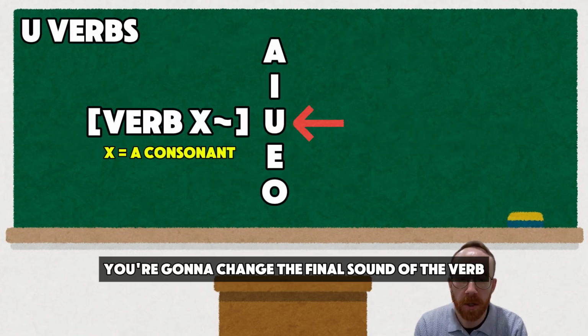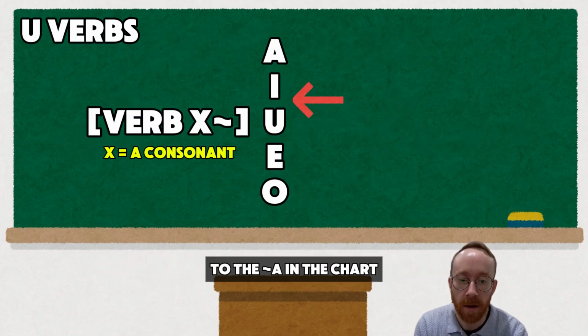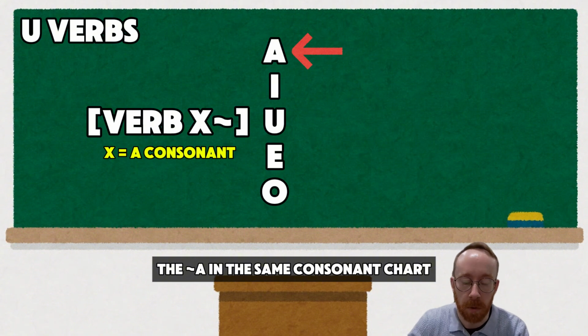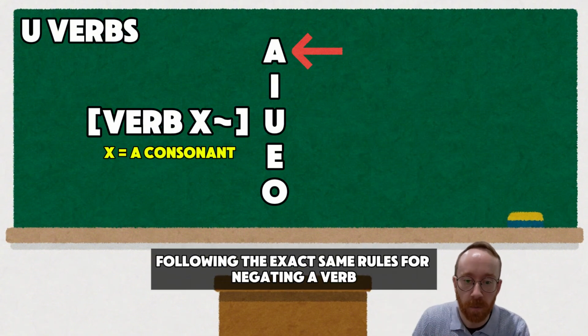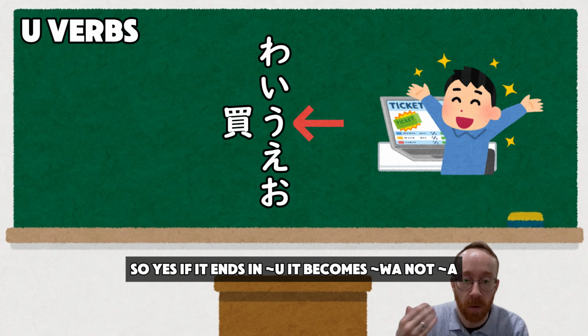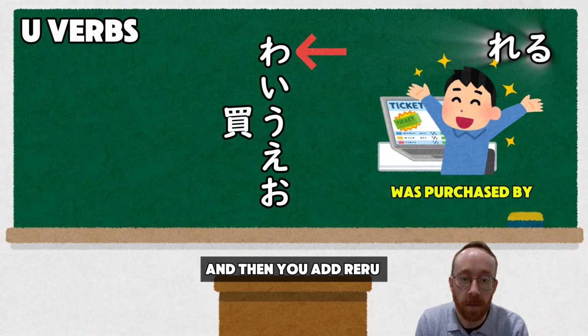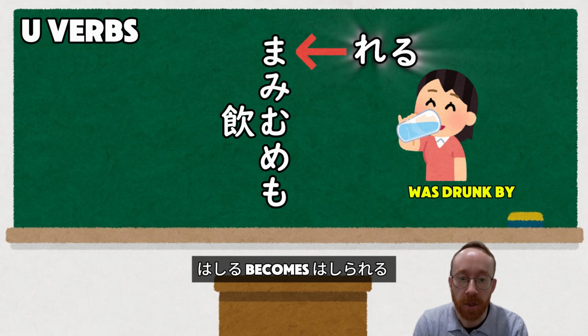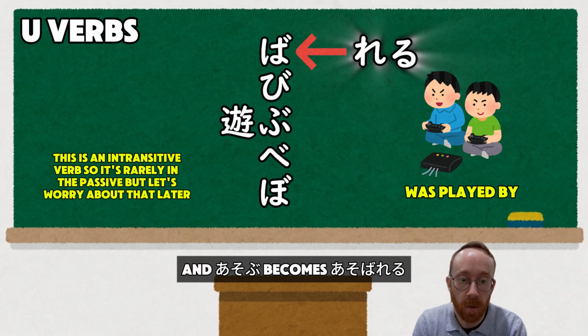Then for an u verb, you're going to change the final sound of the verb to the a in the chart, the a in the same consonant chart, following the exact same rules for like negating a verb. So yes, if it ends in u, it becomes wa, not a. And then you add reru. So nomu becomes nomareru, hashiru becomes hashirareru, and asobu becomes asobareru.